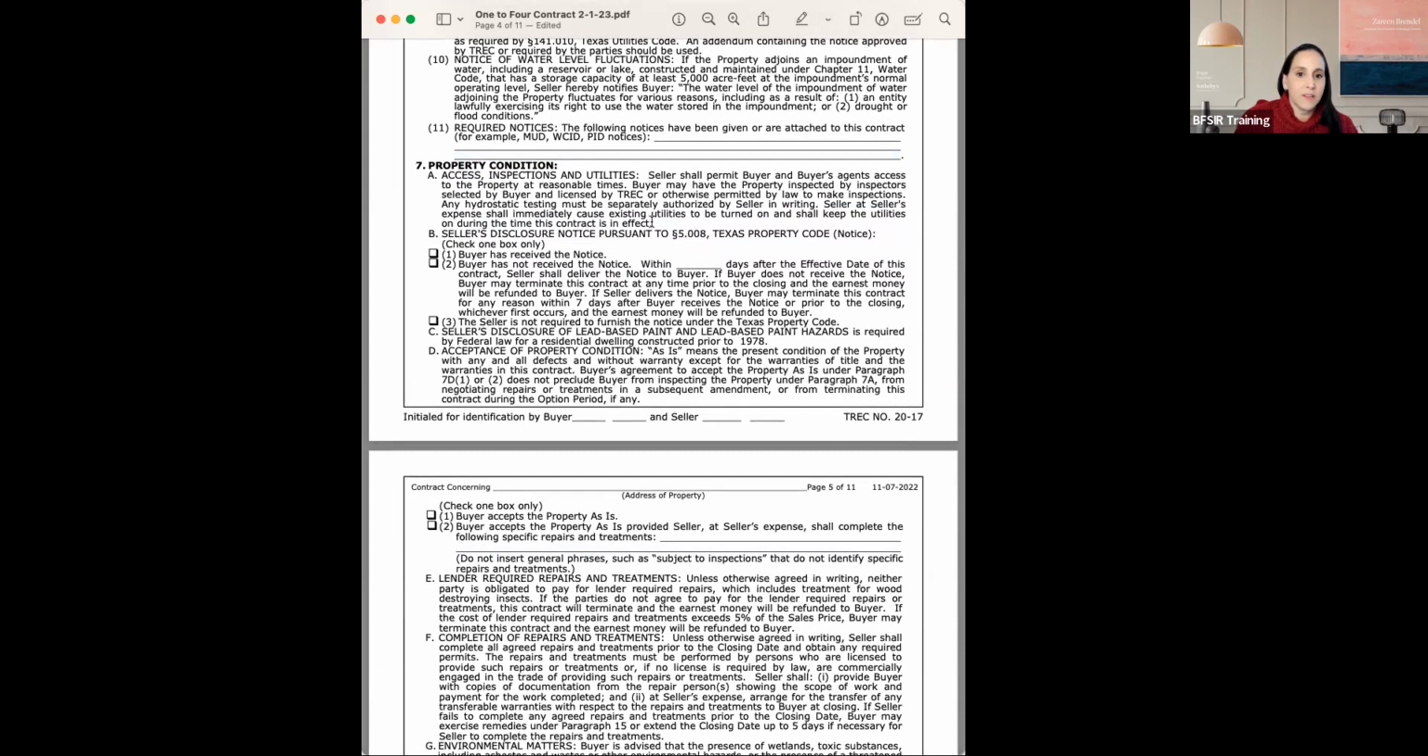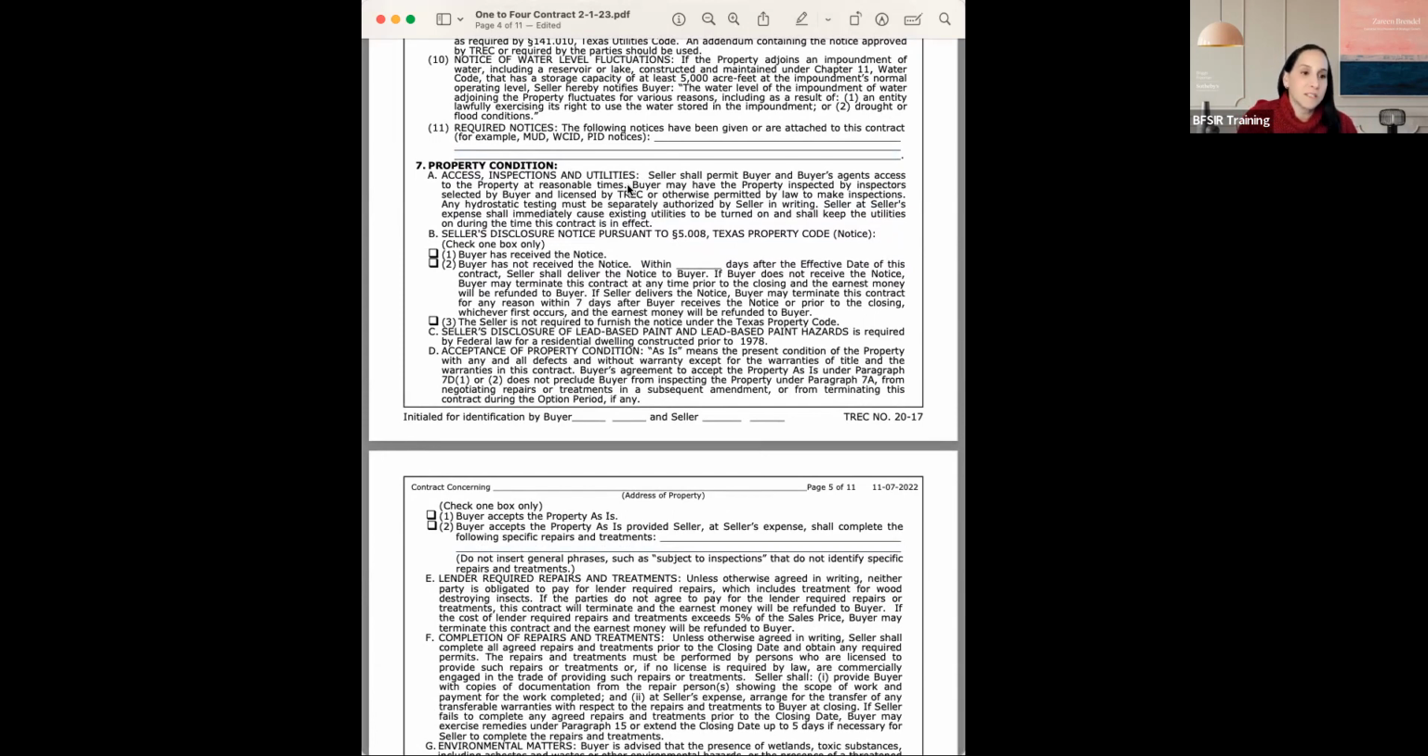This is an important one that a lot of you don't realize. Seller shall permit buyer and buyer's agents access to the property at reasonable times. It does not say one time for inspections, right? It also does not say every day, all day, so that you can meet with your designer and talk about paint colors, right? It's reasonable access at reasonable times. The seller has to give that.